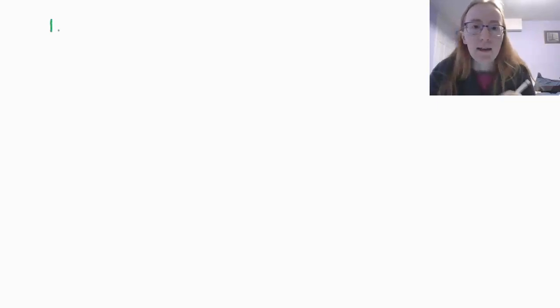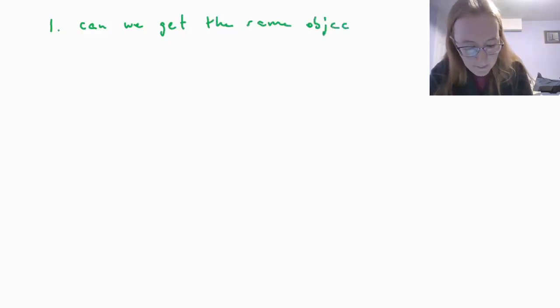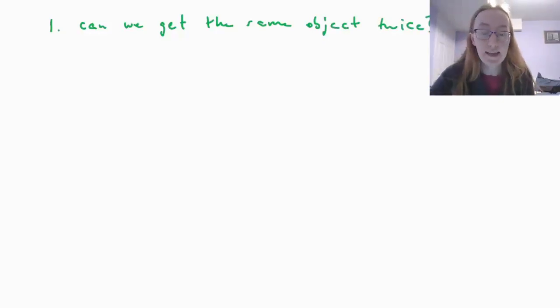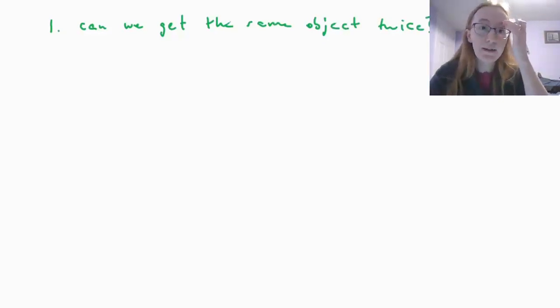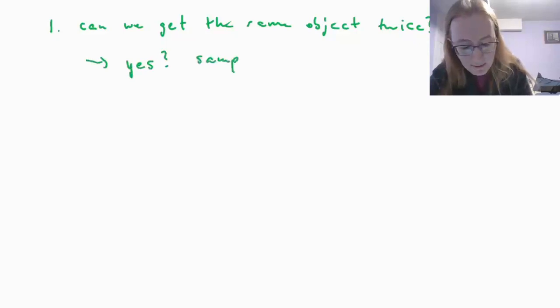Whenever you're looking at a problem, like a chapter 3 type problem, where you're counting a number of things, you want to ask yourself 2 questions. First of all, can we get the same object twice? Sorry, my writing is a bit messy here. If the answer is yes, then we know that we're sampling with replacement.